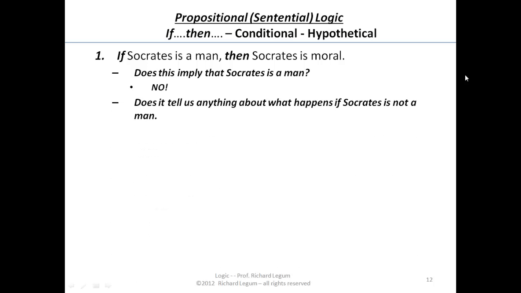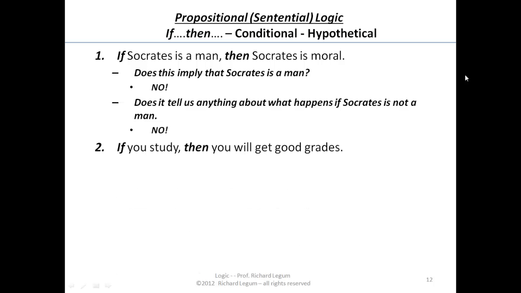And also notice it doesn't tell us anything about what happens if Socrates is not a man. Right? If Socrates is my friend's dog, then "if Socrates is a man, then he is mortal" doesn't tell me whether Socrates is mortal or not, because I know that Socrates isn't a man. It only tells me about cases in which Socrates is a man.